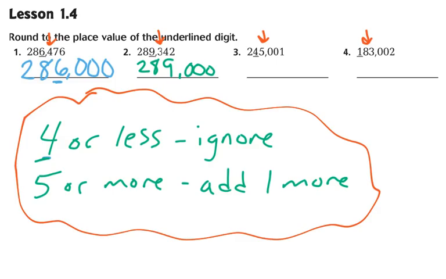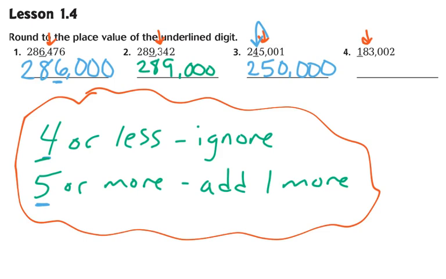Okay. Our next one, we're looking at our 5, and the underlined digit is in the 10,000s place, but we have to look at its neighbor, which is a 5. The 5 falls into this category, 5 or more. We're going to add 1 more. Now, we're not going to add 1 more to the 5. We are going to add 1 more to our underlined digit. So our 4 is going to turn into a 5. What we have to think is, is this number, 245,001, closer to 240,000 or 250,000? In this case, it's closer to 250,000. We know that we're going to change that 4 to a 5, or we're going to round up, which is what it's called, because its neighbor is a 5.